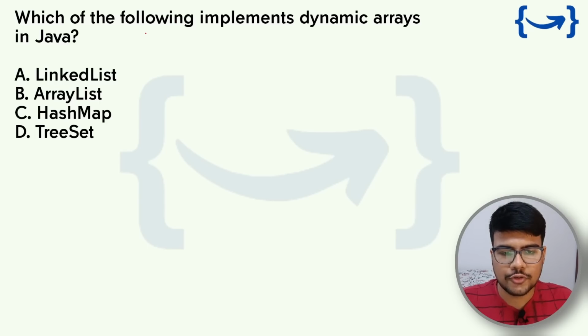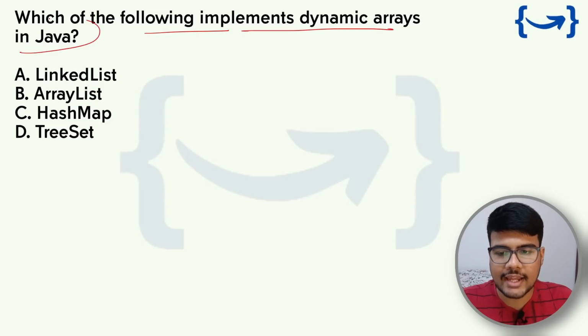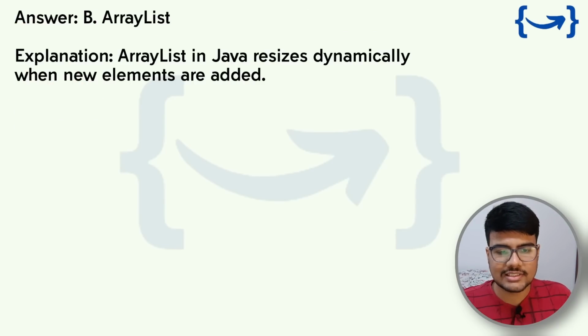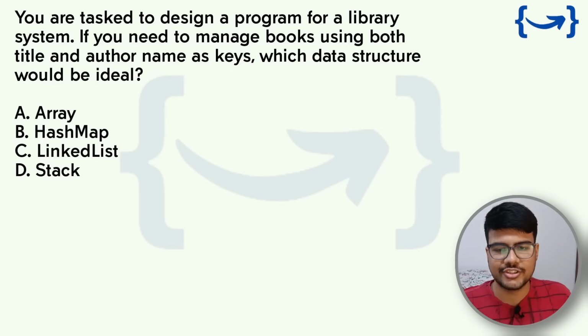Now, which one of the following implements dynamic arrays in Java? Dynamic arrays, guys. LinkedList is not a dynamic array. ArrayList, okay, this makes sense. HashMap, no. TreeSet, no. So the right option is ArrayList. Yes, ArrayList in Java resizes dynamically when new elements are added. So yes, +1 mark again if you marked this question right.